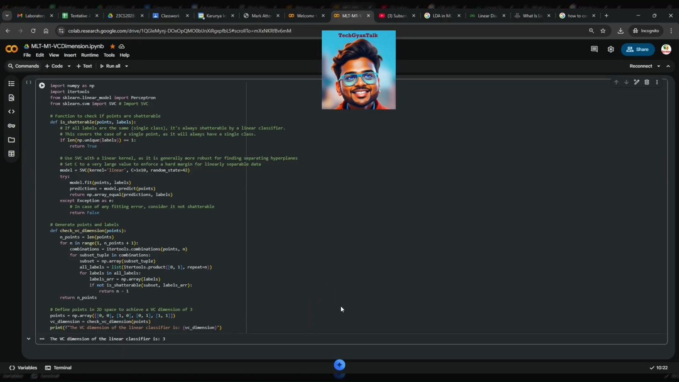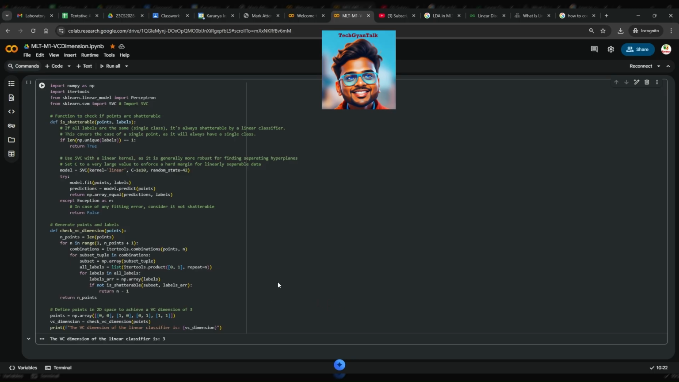And also the next thing is generate points and labels, and then check_vc_dimension of points. And the last one is we are checking the np array, to define points in 2D space to achieve a VC dimension of 3. So that is what we are trying to achieve here.